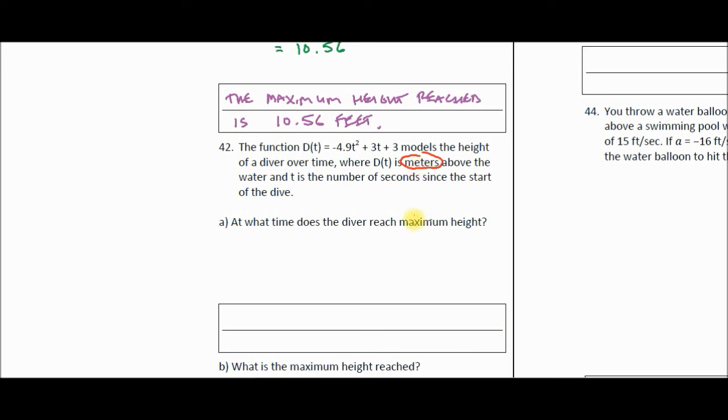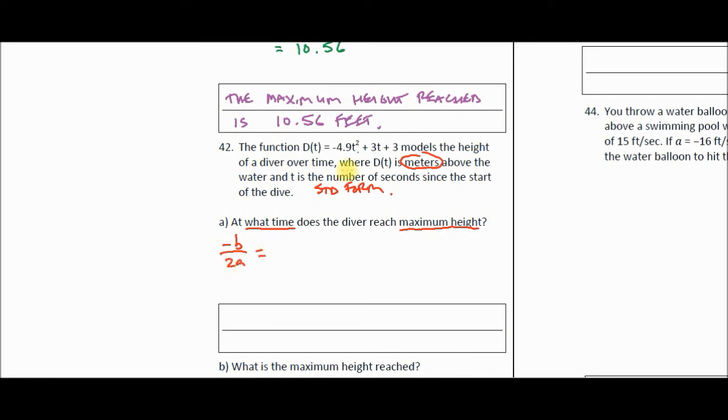So we're still doing seconds, but now we're measuring in meters. At what time does the diver reach maximum height? Again, we can verify. This is a standard form quadratic, no parentheses, so it's going to be standard form. And that means we're going to look for the time. Time is on the x-axis, so we're finding the x value of the vertex. And the x value of the vertex is found with negative b over 2a.